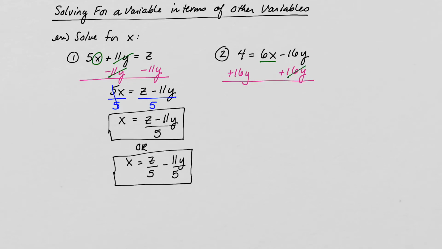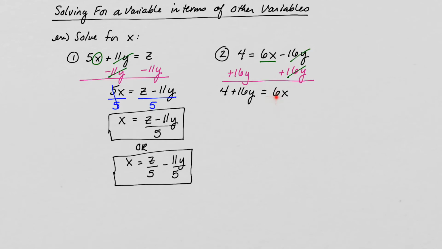So on the right-hand side, the 16y's would cancel each other out. So on the right-hand side, I'm going to be left with 6x. On the left-hand side here, again, 4 and 16y are not like terms, so I cannot put them together. So we're just going to write it as 4 plus 16y.